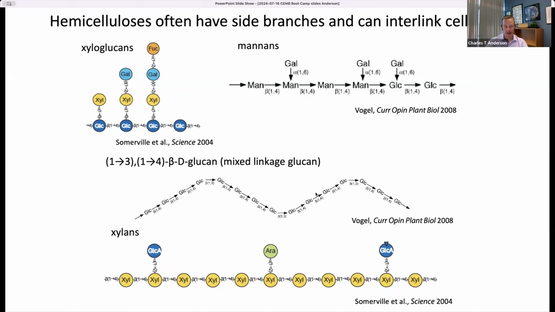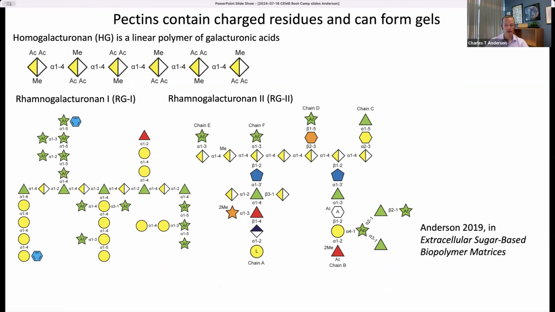So together, these hemicelluloses, we think, provide a sort of intersperser that prevents the cellulose in the wall from all bundling together and forming a giant bundle. And then the so-called matrix of the cell wall is composed primarily of pectins.